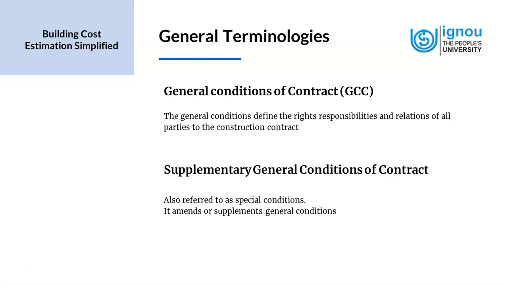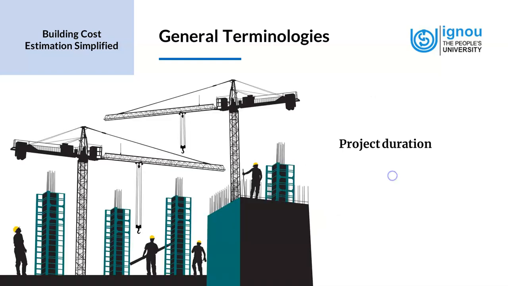Now, supplementary general conditions of contract is also referred to as special conditions. It amends or supplements the general conditions due to variations caused in locality and project. So if there are variations caused in locality and project, these fall under the supplementary general conditions of contract.